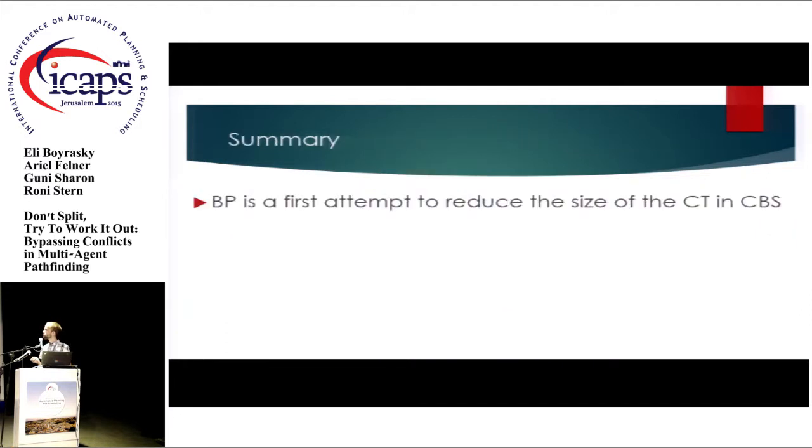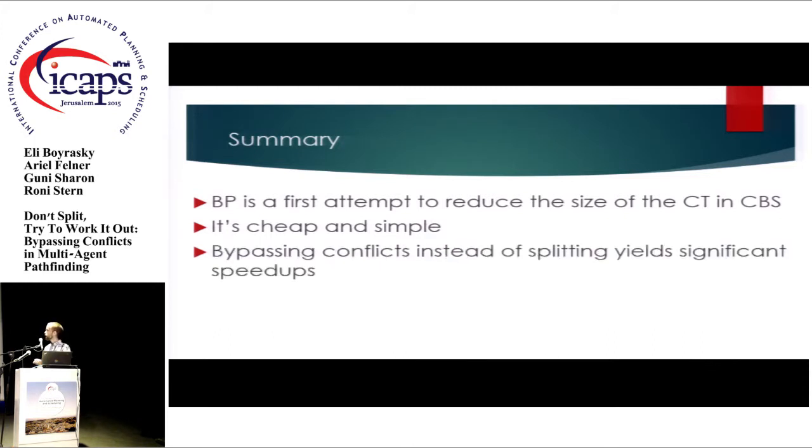So to summarize, BP is the first attempt to reduce the size of the constraint tree in CBS, and thus improving CBS. It's cheap and simple. And bypassing conflicts instead of splitting yields significant speedups sometimes, so you should really try it.